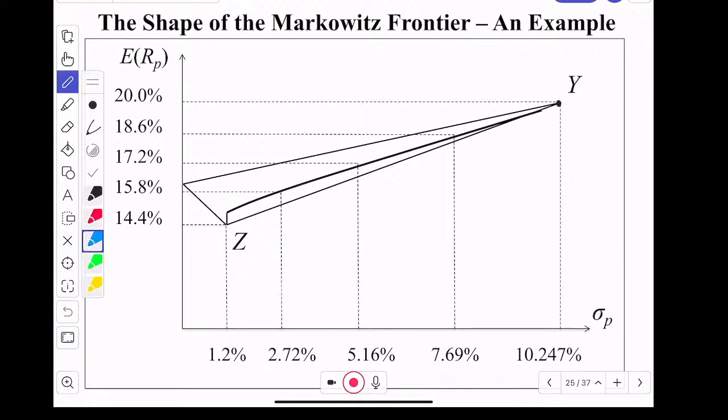So on the axis, I have return and risk. And Z is down here because it's lower risk and lower return. So it's low, and Y is high risk, high return. It's high. And I want to consider combining those two, just two I'm thinking about right now.